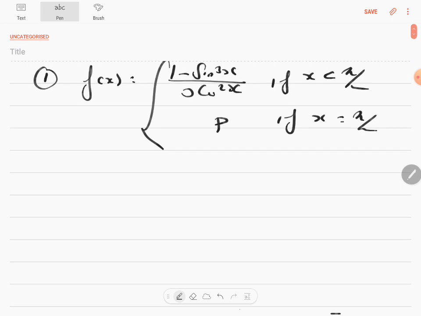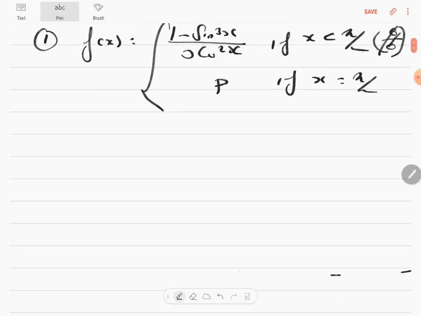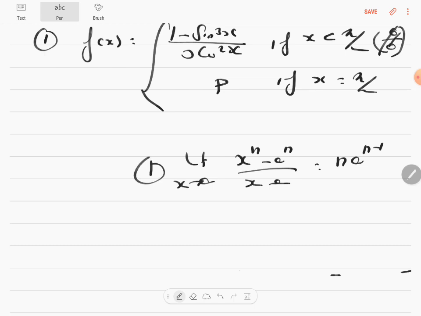It's approaching pi by 2. Normally, in limits, you will substitute in the numerator and denominator, and see if it's 0 by 0 format. Sin 90 is 1, cos 90 is 0, so it is definitely 0 by 0. So you can't do the sum normally, you have to use certain tricks. What are the tricks you learned last year? You will see if it's (x to the power n minus a to the power n) by (x minus a), limit x tends to a. In that format, the answer is n into a to the power n minus 1. This is trick number 1.